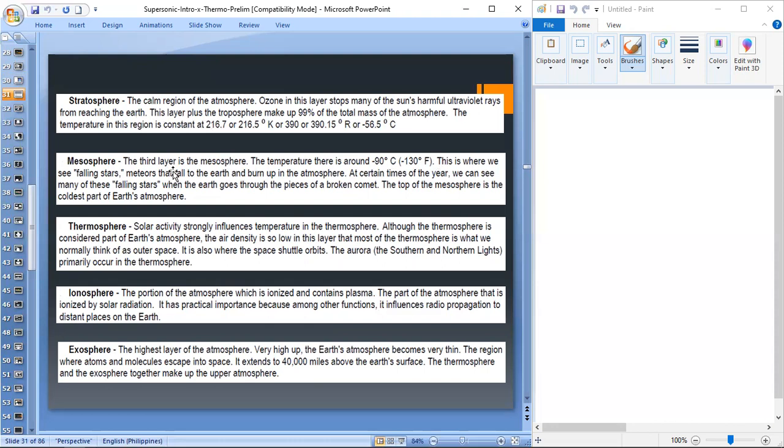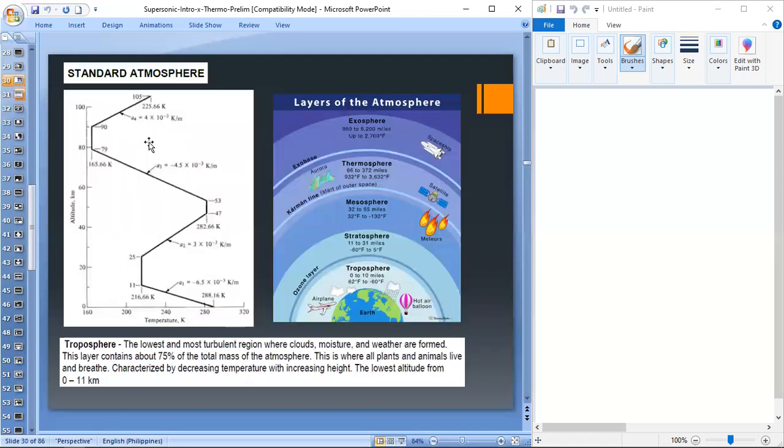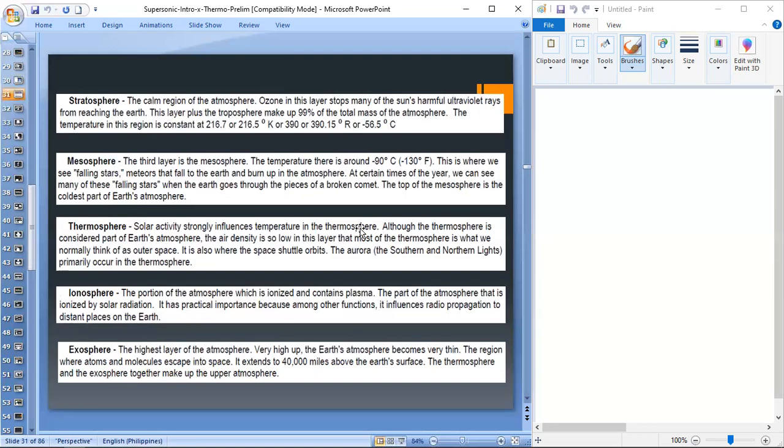Then the mesosphere, which means middle. As we see in the video, it is in the middle of the layers of our atmosphere. This is where we see shooting stars and meteors burn when debris from outer space enters. And then we have the thermosphere. This part is hot, and this is also where we see the aurora.